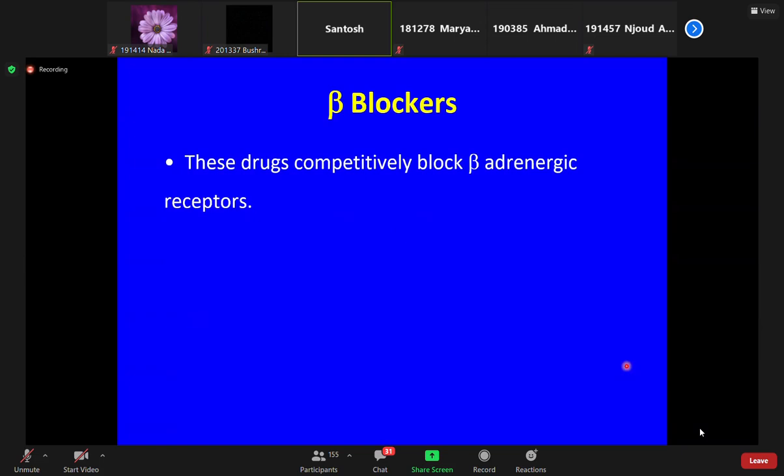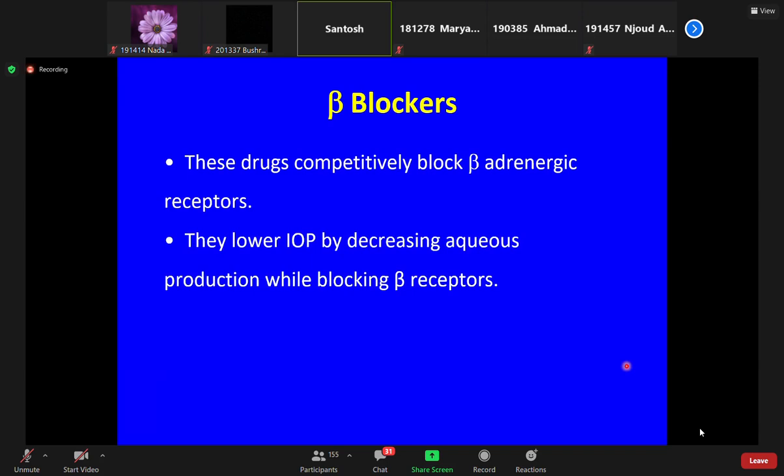So these drugs competitively block beta-adrenergic receptors, and they lower intraocular pressure by decreasing aqueous production. In the beginning we spoke that the stimulation of beta-1 and beta-2 will increase the synthesis of aqueous humor. So if you block them, the production of aqueous will go down, and that will lead to lowering of the intraocular pressure.